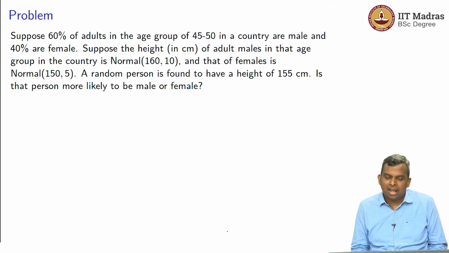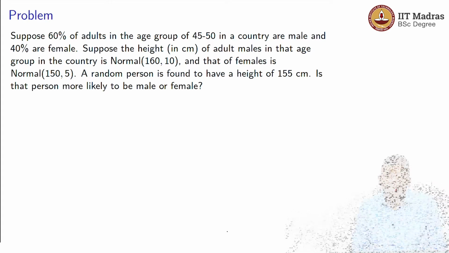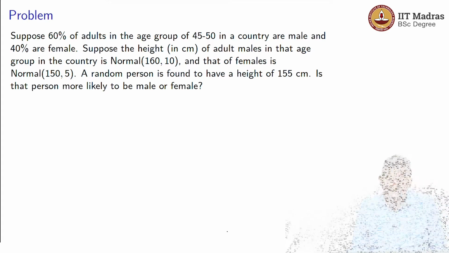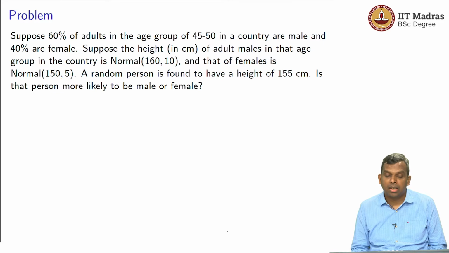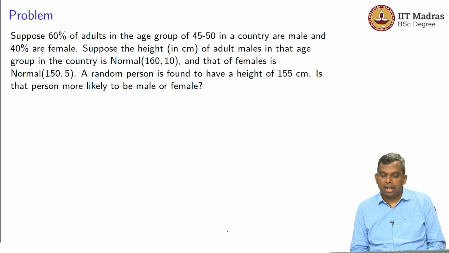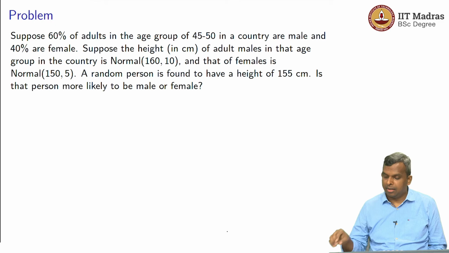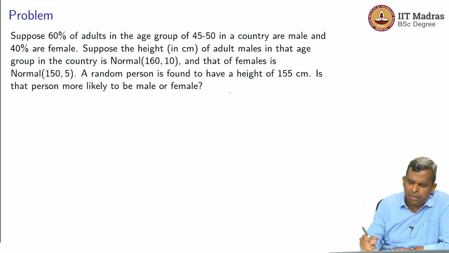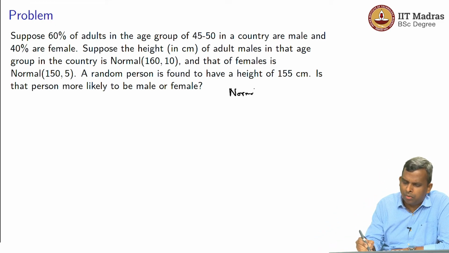So what the question asks is, the height in centimeters of adult males in that age group in that country has a normal distribution. 160 is the mean, and 10 is the sigma. And that of females is normal with mean 150. Normally, when I write normal, we would take it as mu and sigma squared, right? So one needs to be careful here.